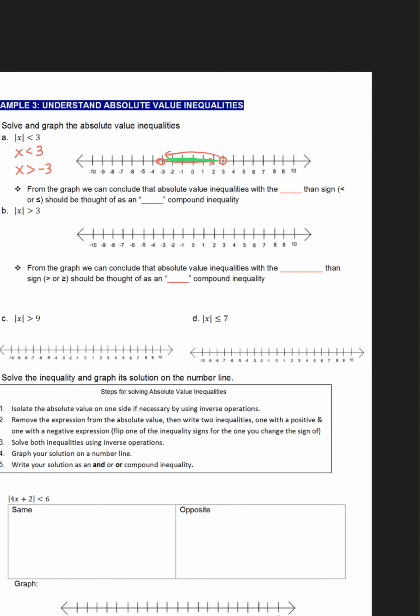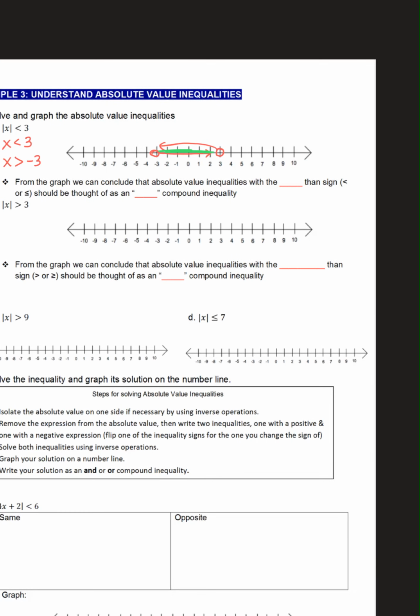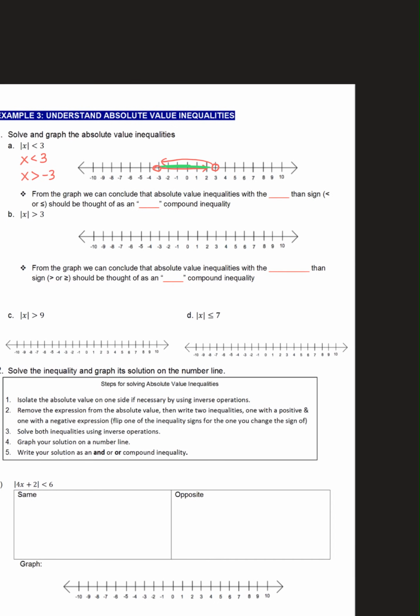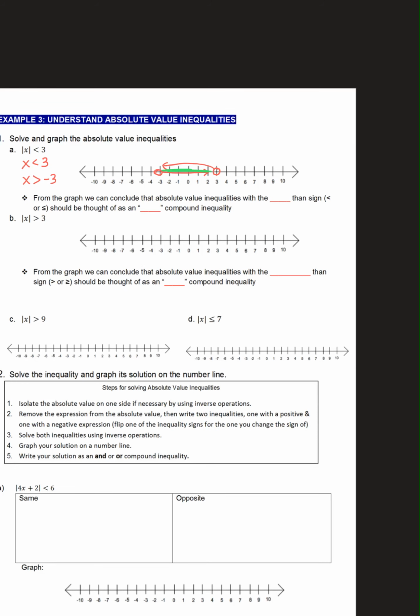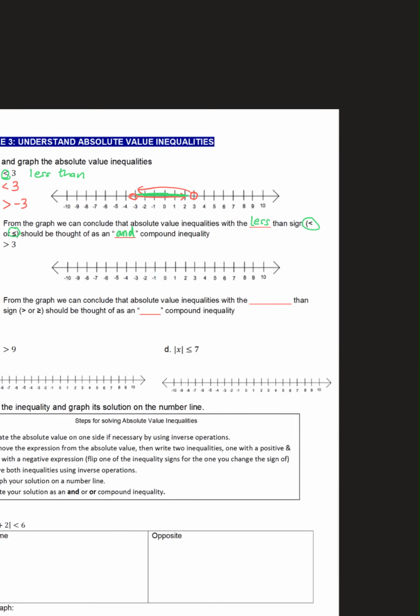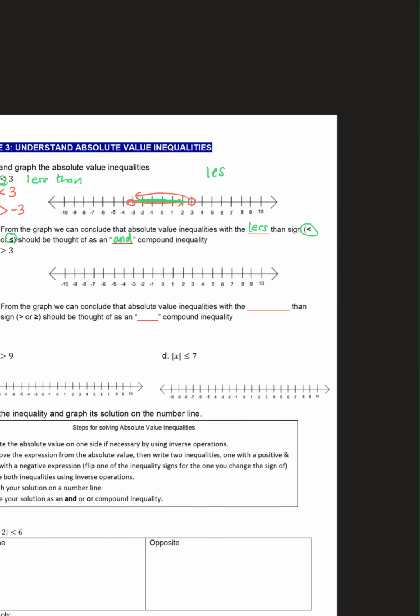So I have this little keynote here from the graph that we can conclude the absolute value inequalities with the, now what inequality sign is this sign? This is less than. So whenever you see less than, or less than or equal to, it should be thought of as an "and" inequality. Here's my little trick. Whenever I see less than, I think of "less-and." So whenever you see less than, it's going to be an "and" statement, okay?